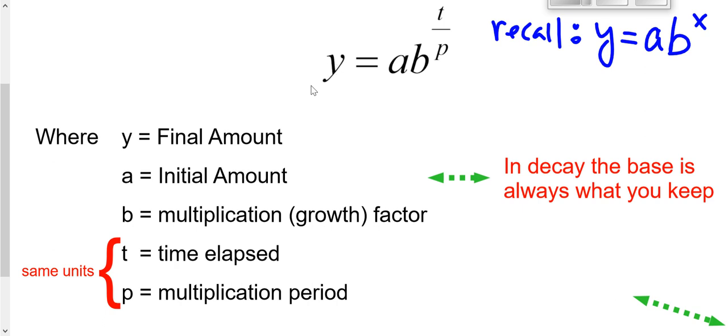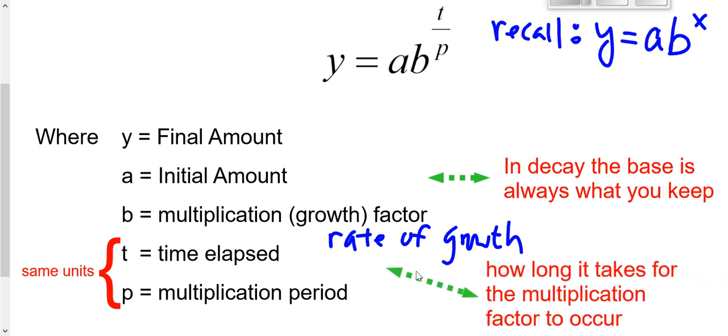So what's y? The final amount, whatever you have. Okay, a, the initial value, in this case is the initial amount. b is the multiplication or growth factor, which in the previous context we called the base. You may call that the rate of growth or rate of whatever. The t here is the time elapsed, so how long it takes for the multiplication factor to occur. And the p on the bottom is the amount of time taken for a specific situation or event. So this is the total amount of time.